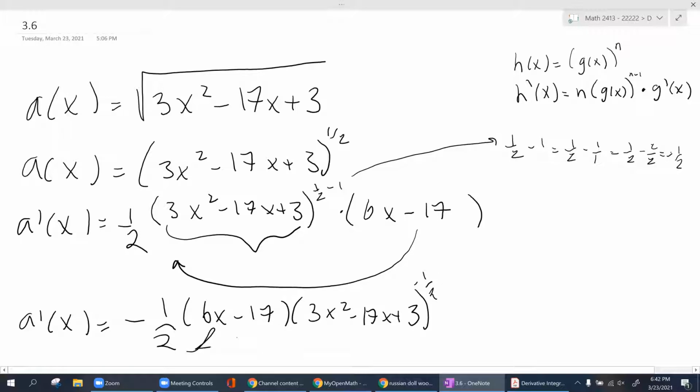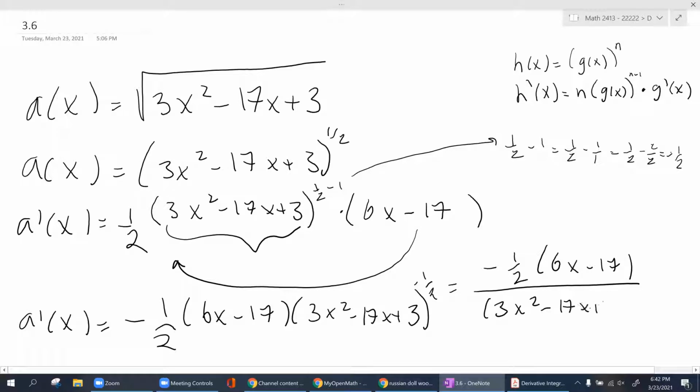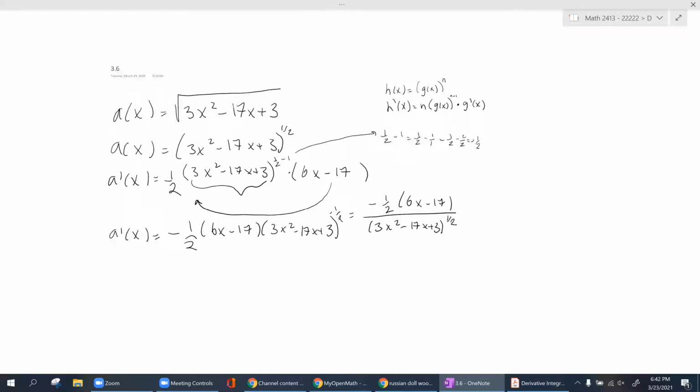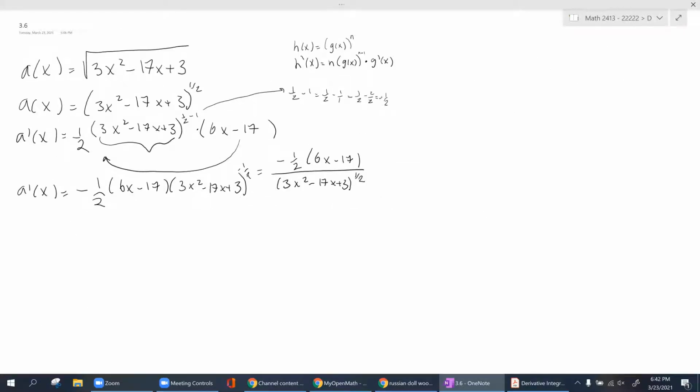And we said we don't want to distribute that in there. It's nice how it is in factored form. You may leave it like this, or you may leave it like negative 1 over 2 times 6x minus 17 over 3x squared minus 17x plus 3 raised to the 1/2. You may leave it like that. That's what I said about the beautiful thing about this class: there are many forms.